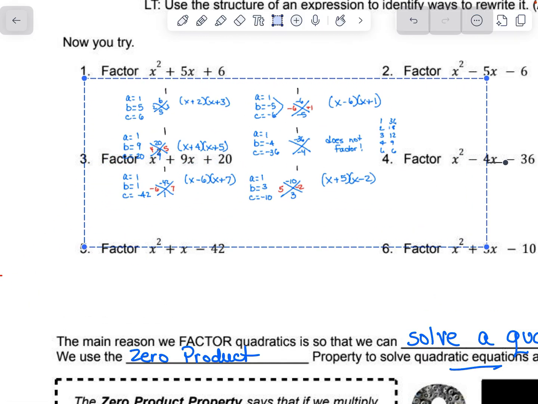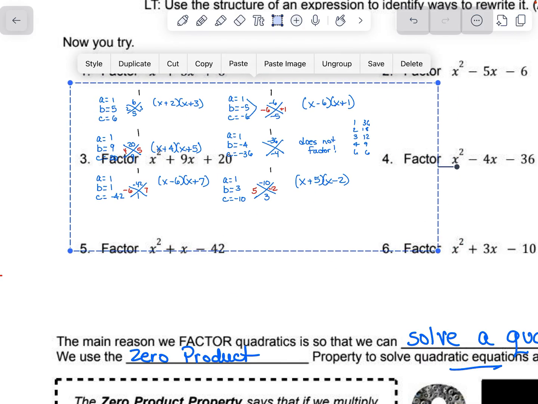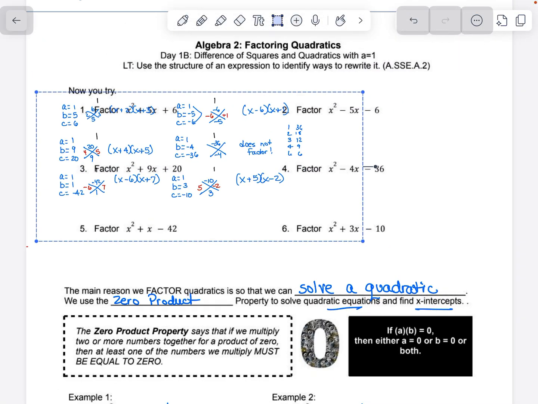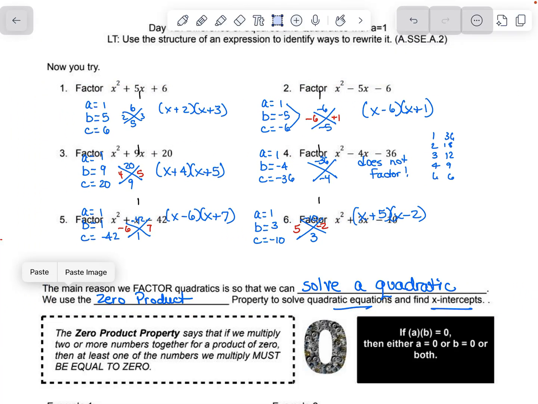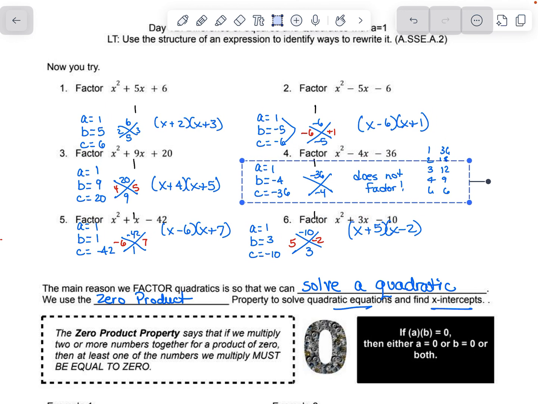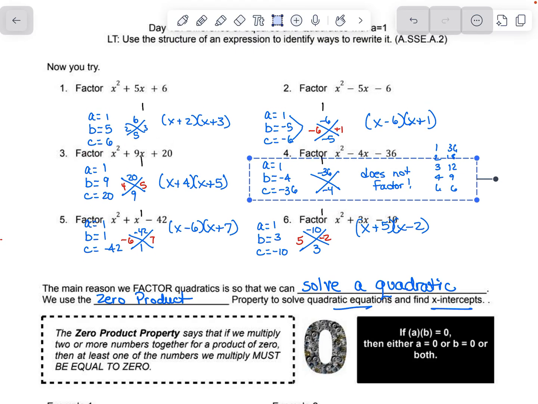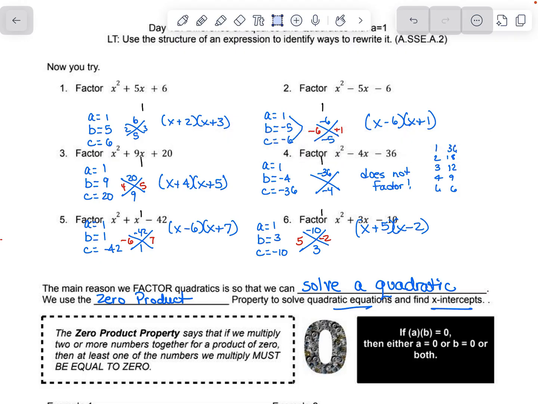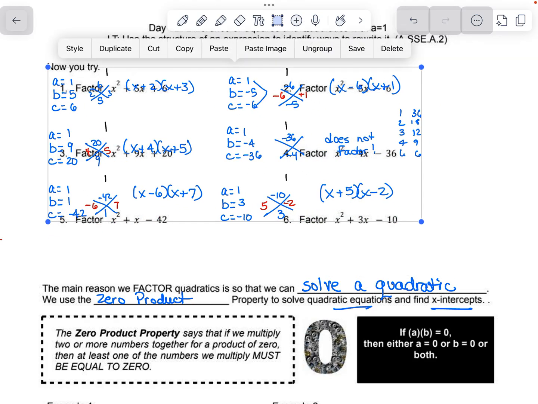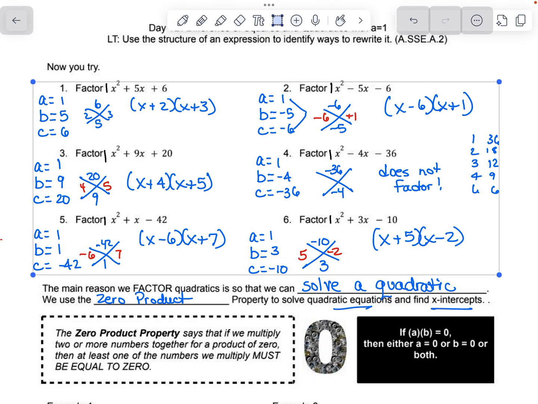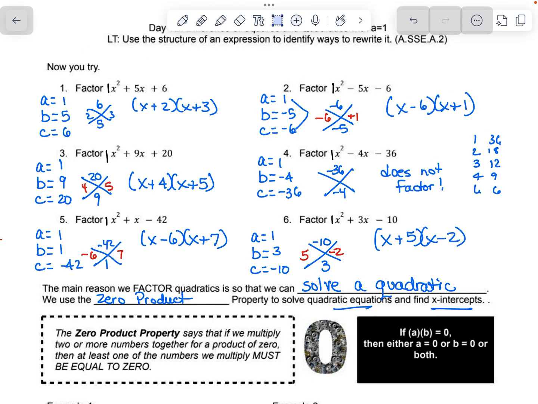I have these all worked out here. So we've got all the factored forms here. 1, 2, 3, 4, 5, and then we've got a prime here.